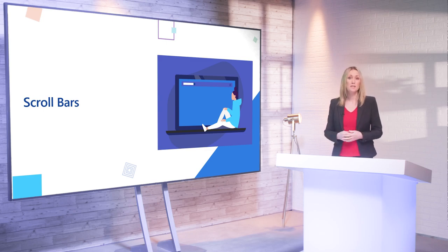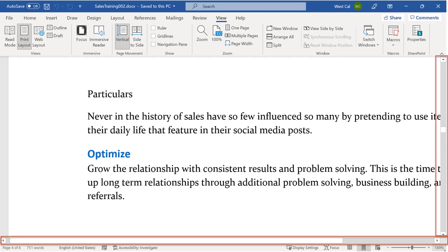Scroll bars are included in Microsoft Word. They're a common application element, and you may have used them in other applications. They work in a similar way here. The vertical scroll bar is on the right of your screen. You may also have a horizontal one at the bottom of your screen, just above the status bar. The horizontal one here, for instance, displays if you are zoomed in on your document and need to move left and right to view its full width.